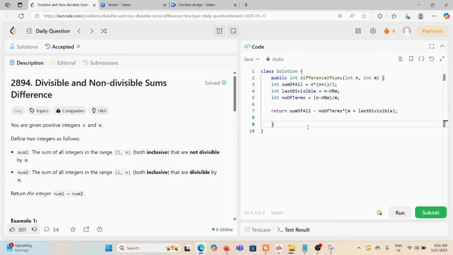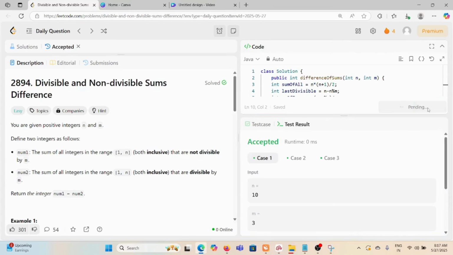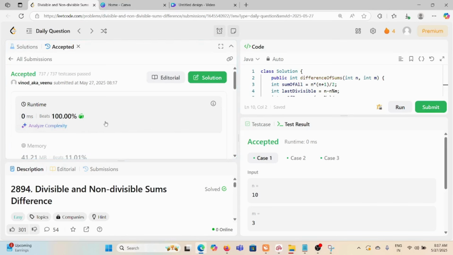So see here what we are doing, we are taking the sum of all minus the number of terms into m plus the last divisible value. This will directly give us our solution, because we are looking for num1 minus num2. Let me execute this code and submit it. We are not using any for loop, we are just using a formula, so this would be 100% faster.